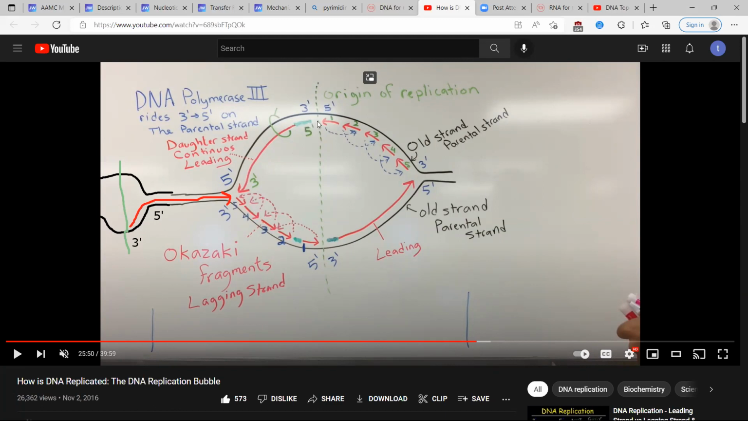This one doesn't have that problem. I read 3 to 5, and I keep reading 3 to 5. That's the thing. He keeps reading 3 to 5 until what happens? He keeps reading 3 to 5 until he hits the origin of replication.